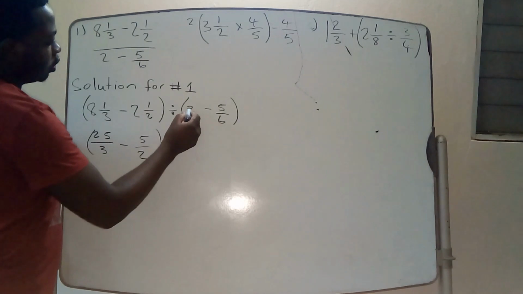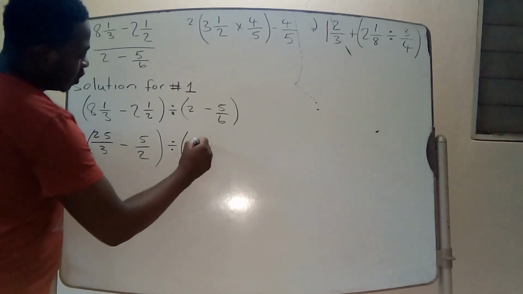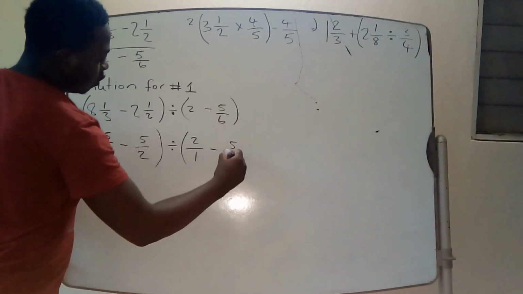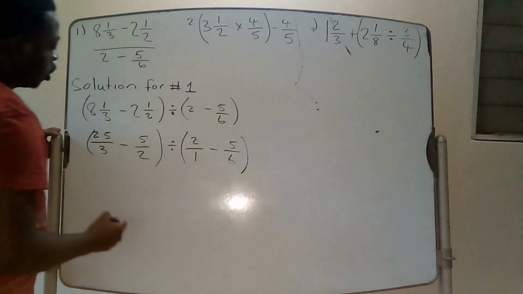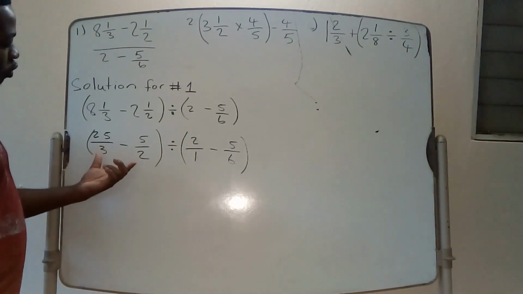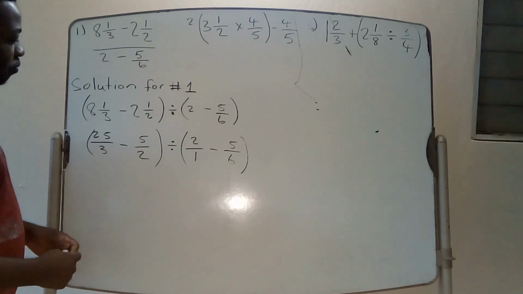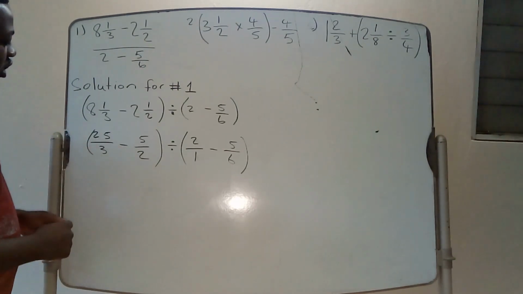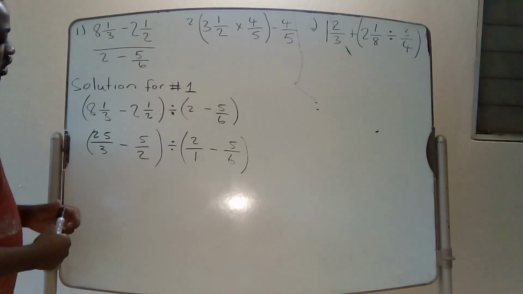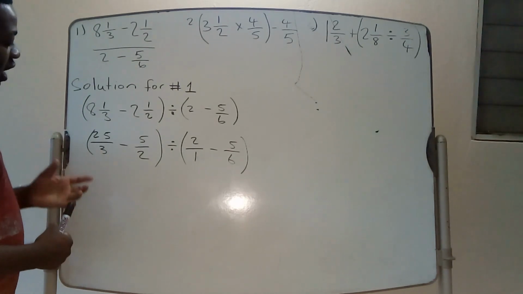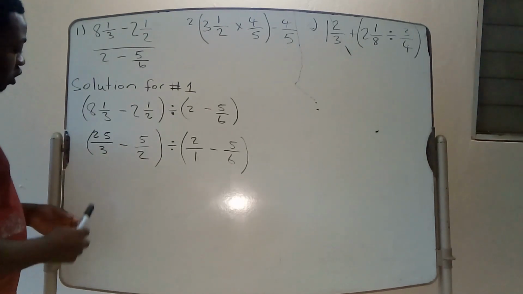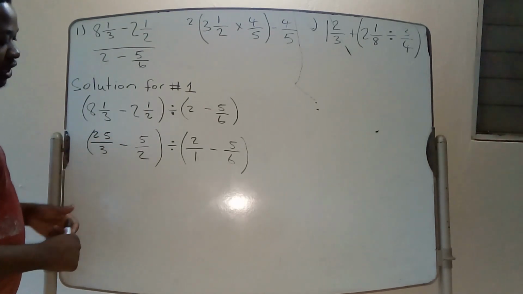Now, remember that 2 is the same thing as 2 over 1. So this is going to be 2 over 1 minus 5 over 6. Now, what we're going to do is to solve what's inside both brackets at the same time. Now, how do you subtract fractions? You subtract fractions if the fractions are from the same family or they have the same denominator, right? So one approach is to find the LCM.